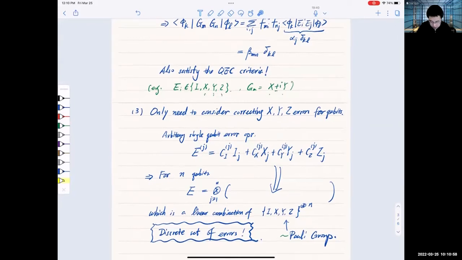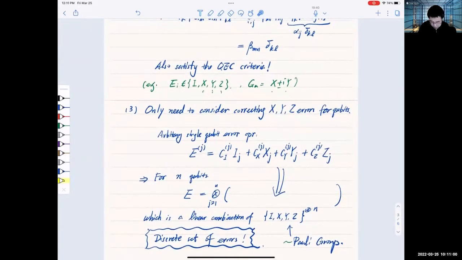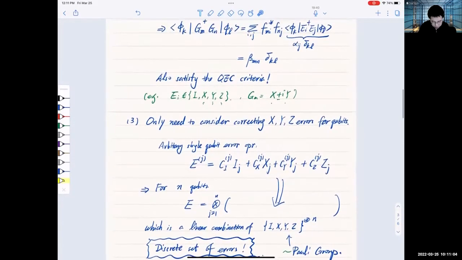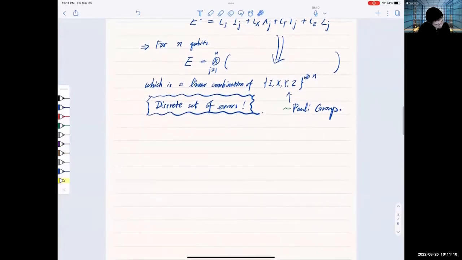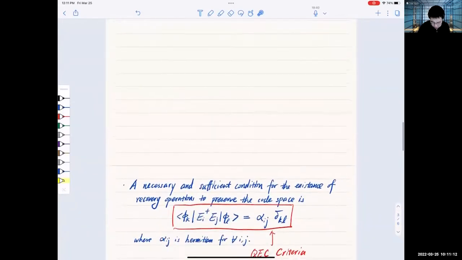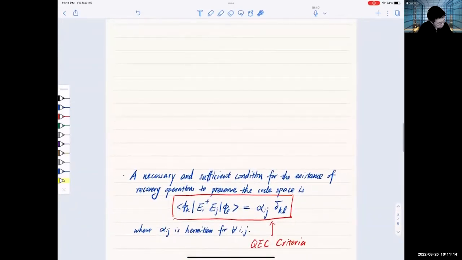For the sake of time, I may not go into details about the proof of this error correction criteria. But if people are interested, I would refer you to the notes, where I outline the detailed proof. Moreover, I would refer you to Nielsen and Chuang's textbook, which also gives a very rigorous derivation of the quantum error correction criteria.